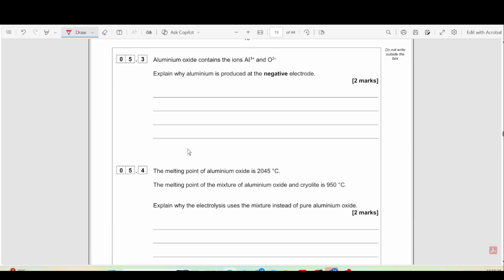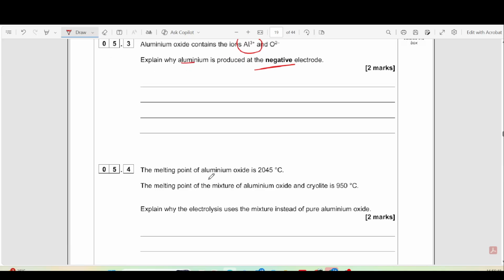Next, aluminum oxide contains these ions. Explain why aluminum is produced at the negative electrode. Aluminum at the negative. So aluminum is produced at the negative because aluminum ions are positively charged. You can see there is a positive charge. Let me zoom it.